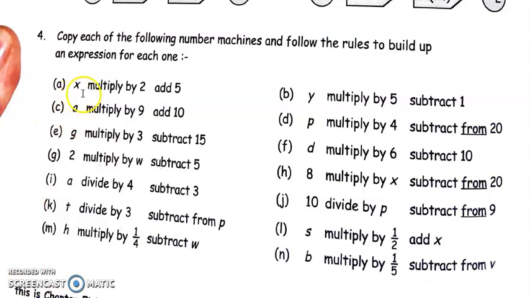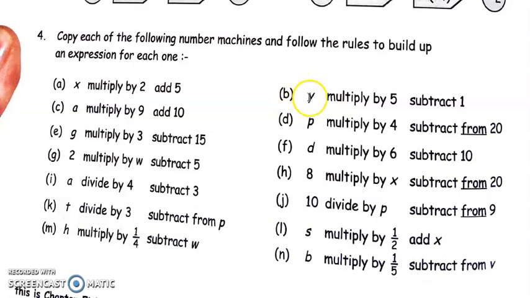It's saying here x multiplied by 2 add 5. So if you have a wee think about that, x multiplied by 2 would give you 2x add 5. So your expression would be 2x add 5. Okay, is everybody managing to keep up with that? Okay, let's have a look at part B.